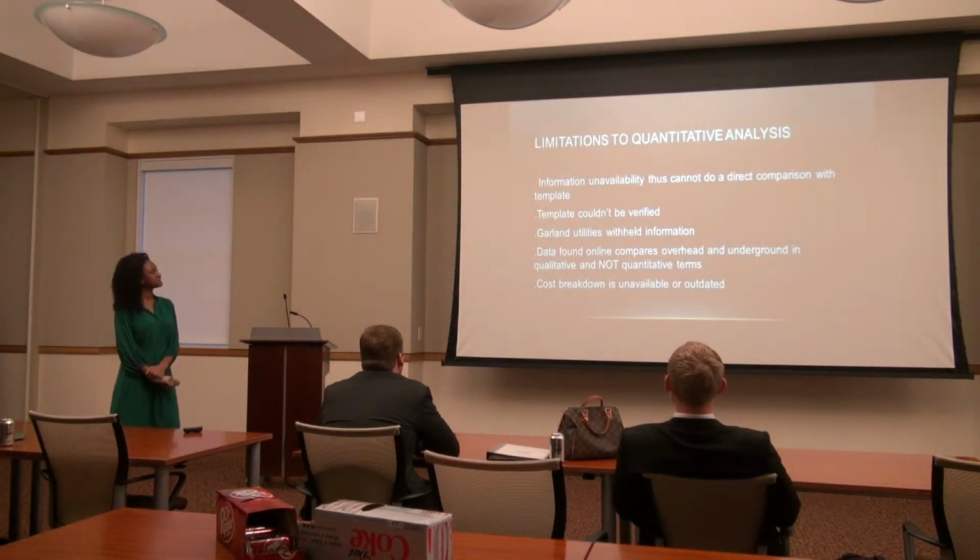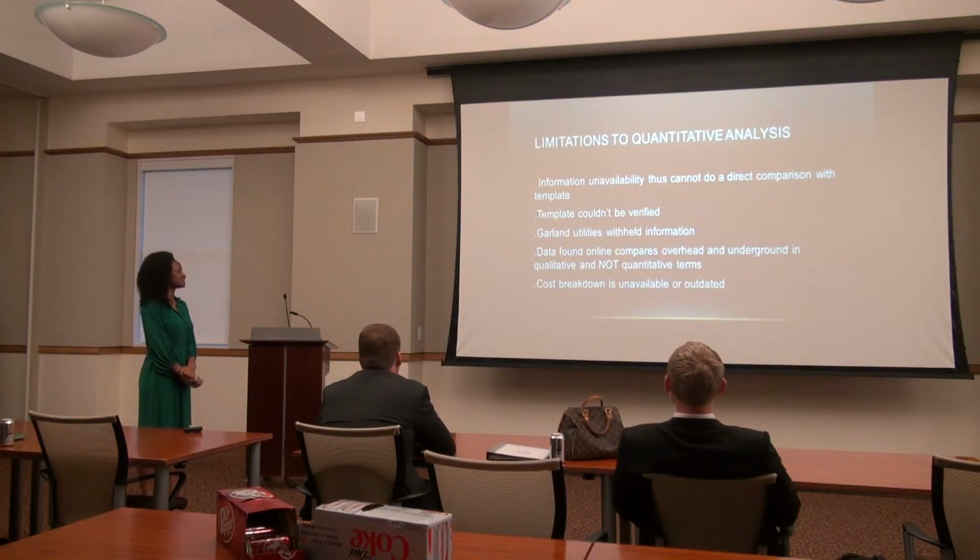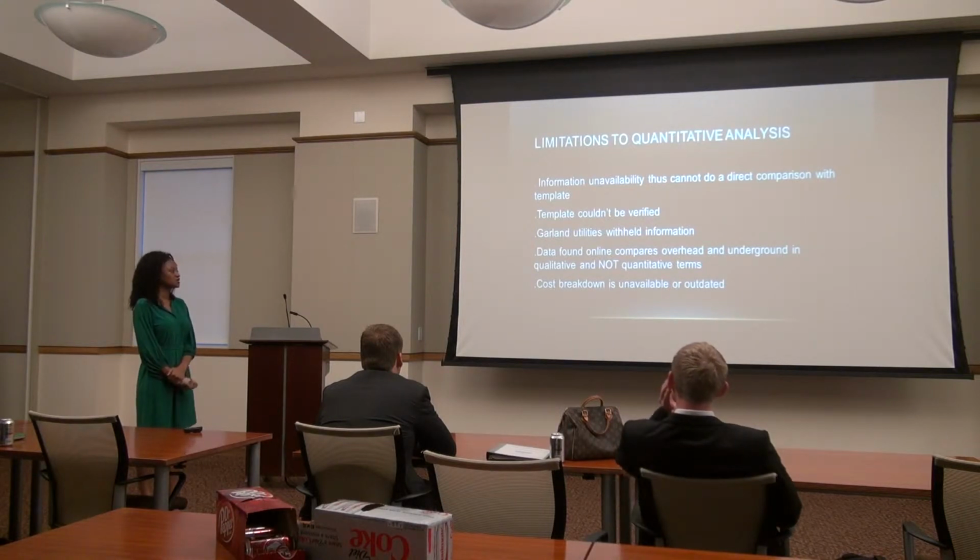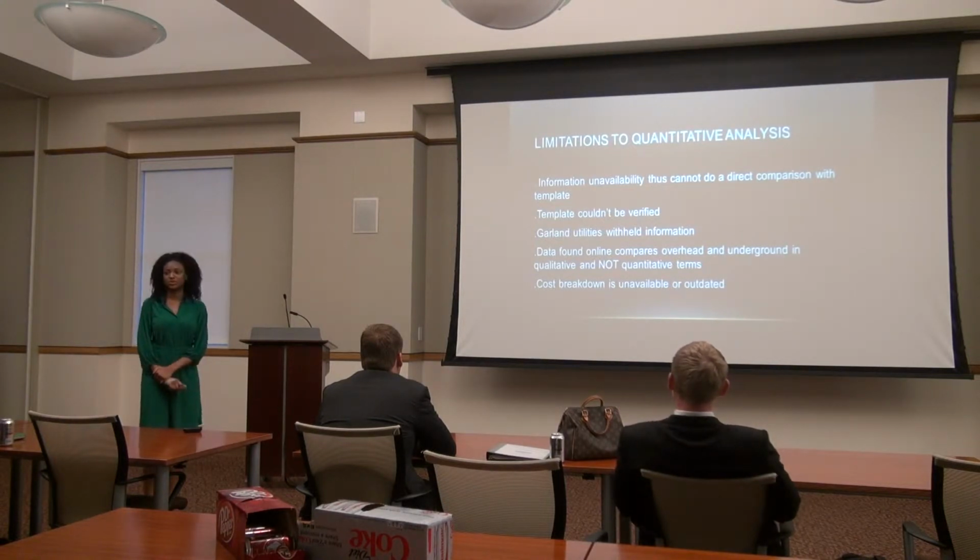Like I said earlier, the limitations of quantitative analysis I faced were on the availability of information. The template couldn't be verified. The Garland utilities highly withheld information. And the data found online, if you Google anything about overhead, underground poles, it's just a comparison of qualitative things. They don't go into quantitative analysis in depth in any way. And then the cost breakdown is unavailable or outdated.